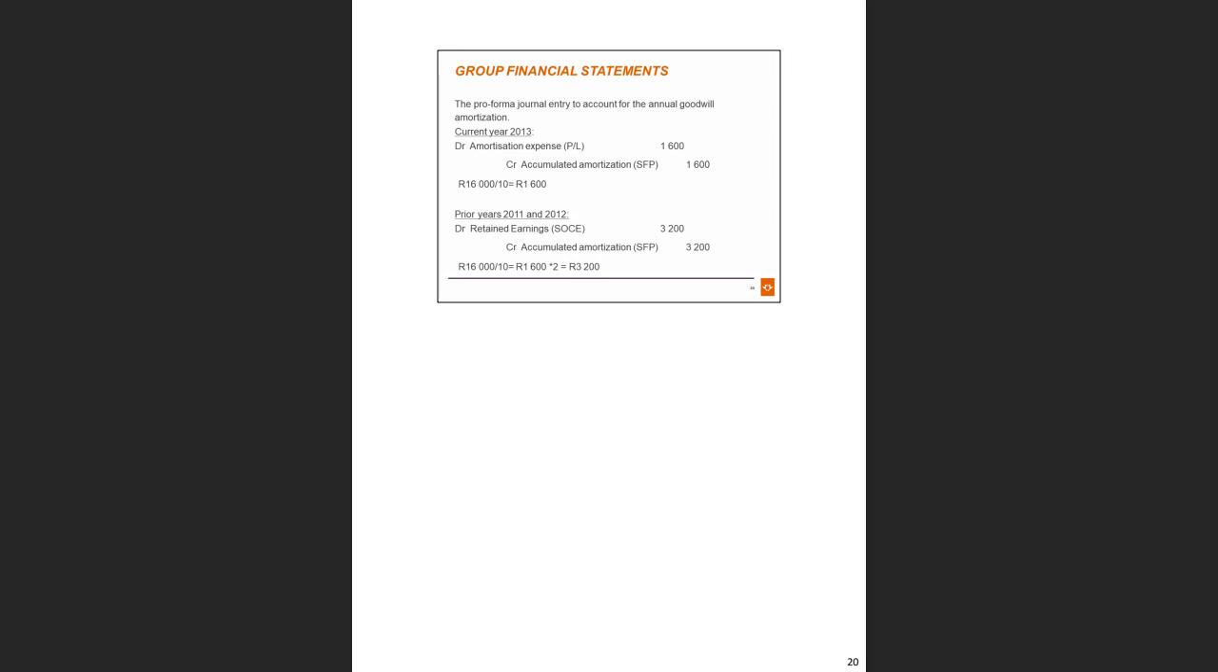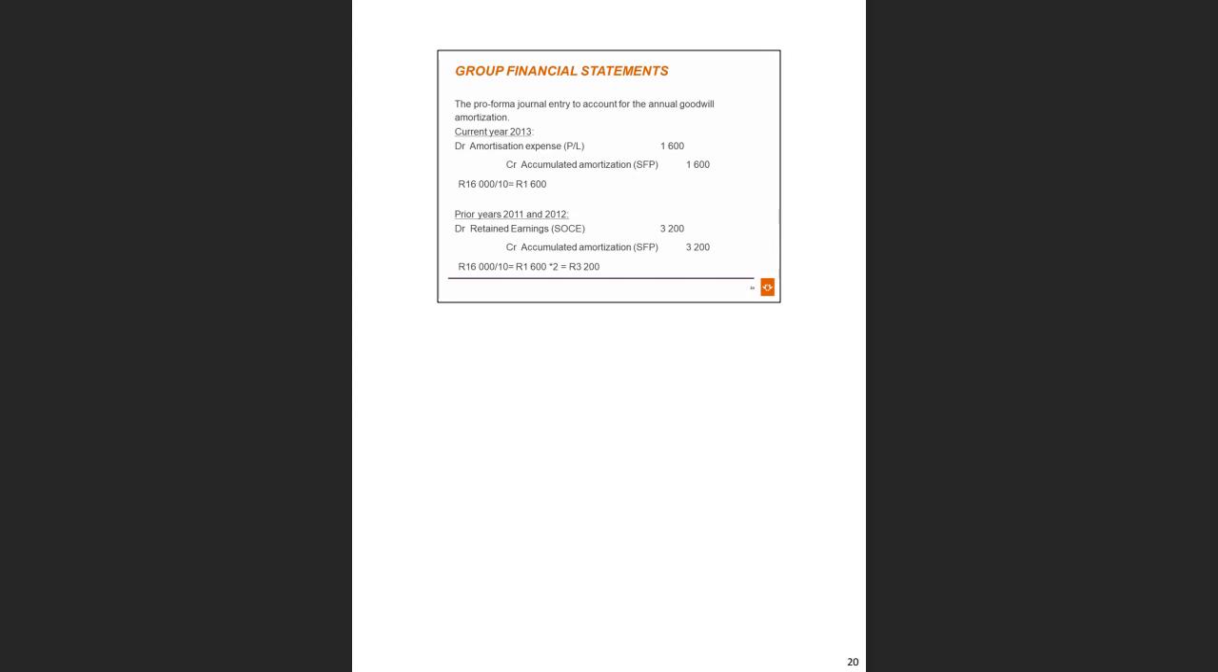In this lecture example, they did not tell us, so we are going to amortize it over 10 years. We're going to take a goodwill of 16,000 Rand and divide it by 10 to get our amortization of goodwill for the current year. So we have calculated our amortization for the current year by taking 16,000 Rand, being goodwill, divided by 10.